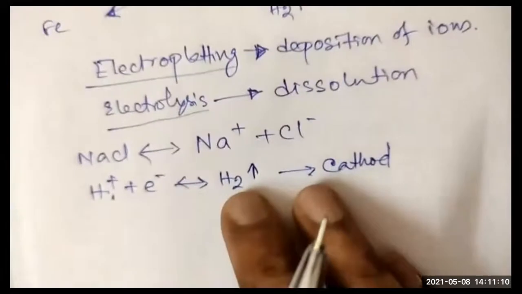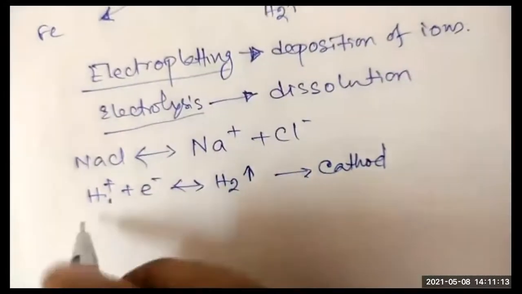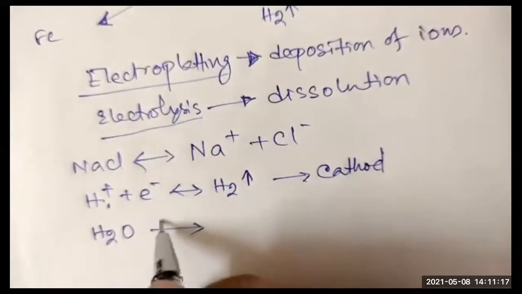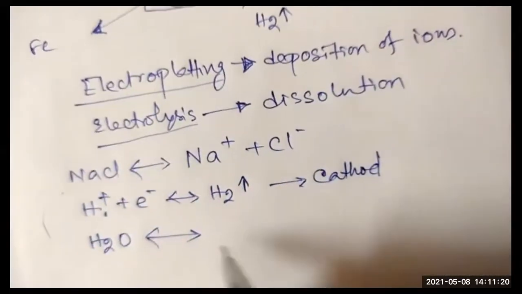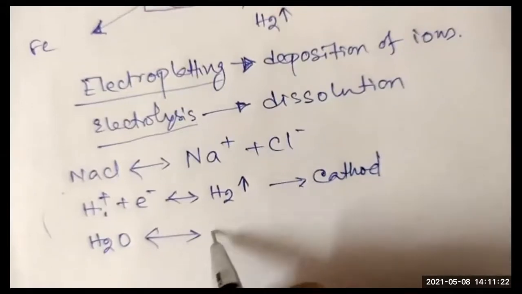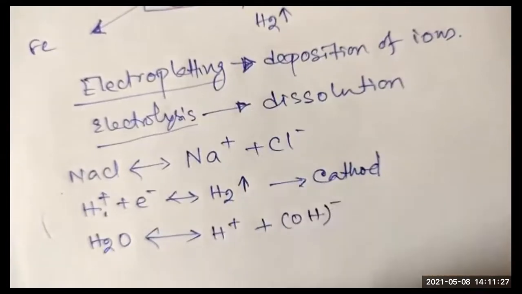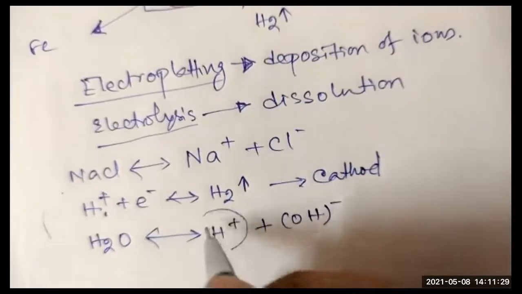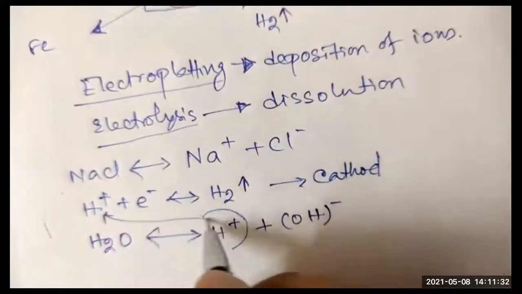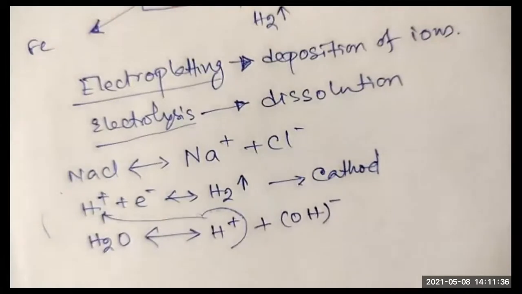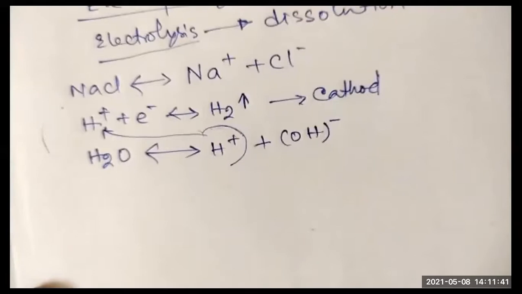Fine. So this will happen. Next, as I said, H2O will be present. So H2O, actually before that only it will come. H2O only will make H plus ion and OH minus ion. So from there only H plus will come to the cathode and it will form a reaction to make this hydrogen gas. Okay. Next, so these are a few things happening. So cathode is over.